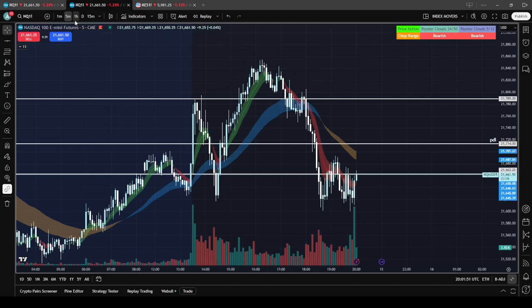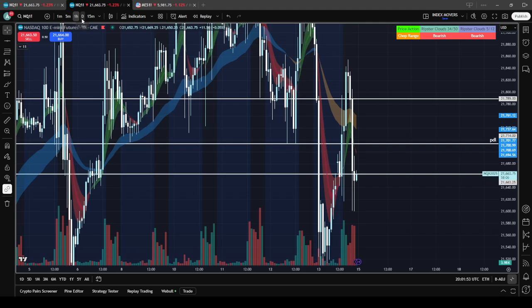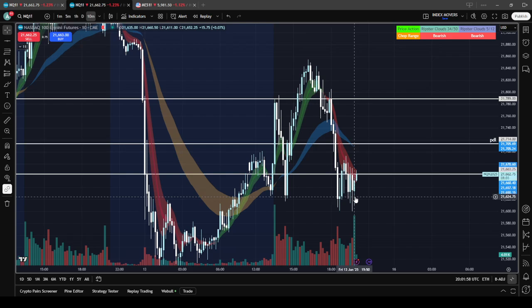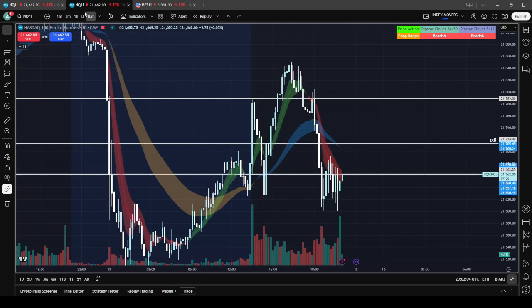The main time frames we're looking for are the hourly, daily, and 10-minute. The 10-minute is where you're going to identify your intraday trades. And then when you're in the trade and have executed it already, you could drop down to the 5 or the 1, whatever you want to do.